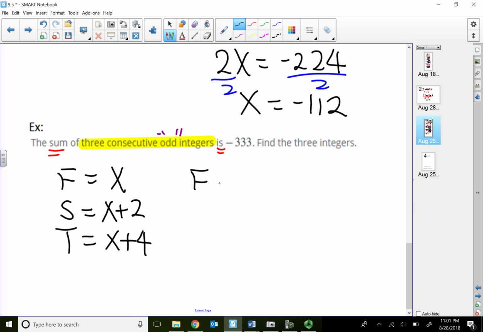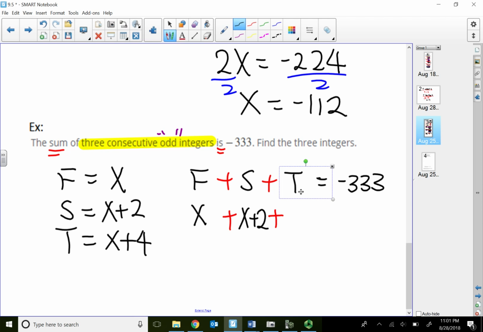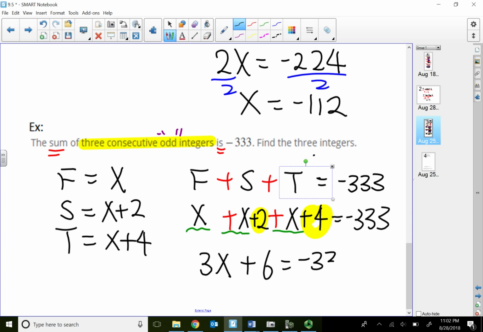All right, the sum of the 3 is negative 333. So we take the first one plus the second one plus the third one together, equal to negative 333. Let me write the plus sign. My first one was x, second one x plus 2, third one x plus 4, together equal to negative 333. Now let's just solve this regularly. Combine like terms: x plus x plus x is 3x. Combine like terms, 2 plus 4 is positive 6, equal to negative 333.